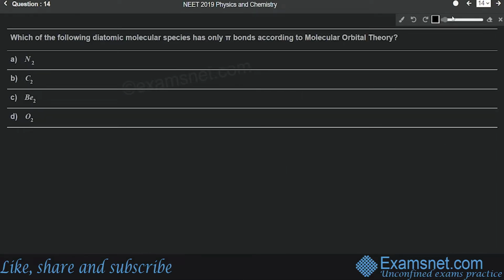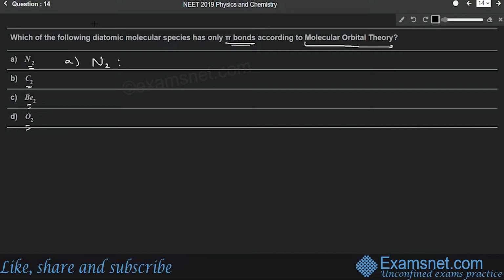Question number 14 is from the chapter Chemical Bonding and Molecular Structure. And the question is, which of the following diatomic molecular species has only pi bonds according to the molecular orbital theory? Options are nitrogen molecule, carbon molecule, beryllium molecule and oxygen molecule. So let's start with the first one, that is nitrogen molecule.